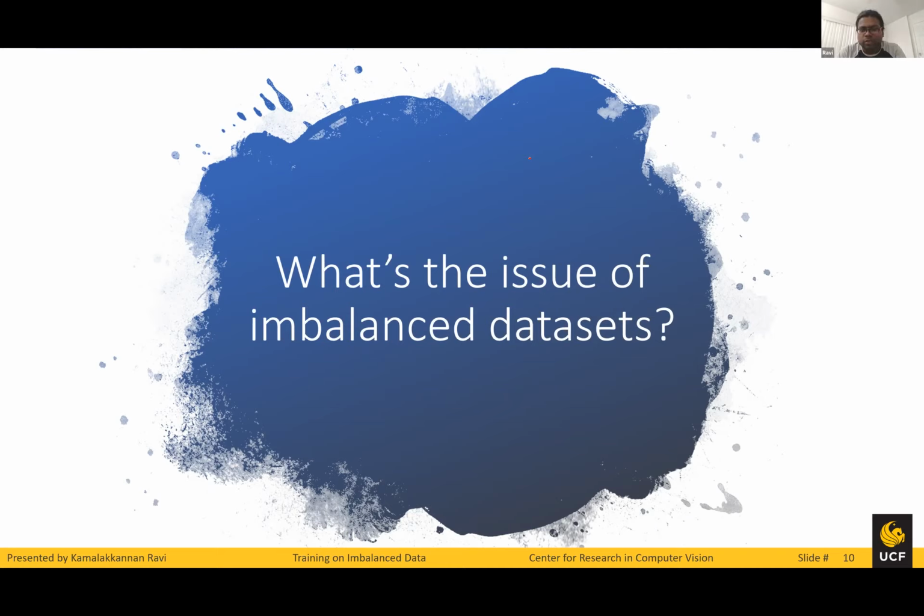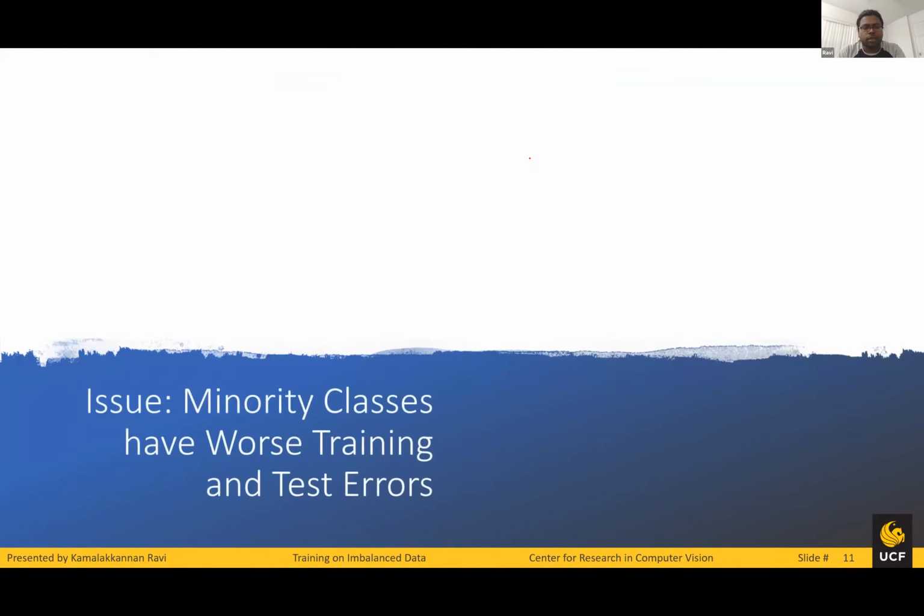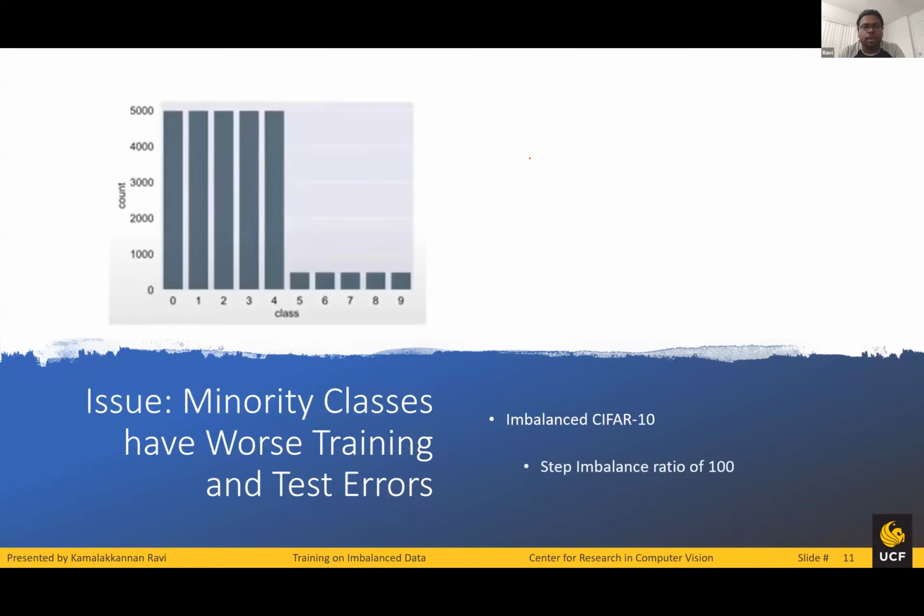So what is actually the issue with these data sets? Let's learn about it. The issue is that when we fit a model on these data sets and then look at the training and testing error for the minority classes, it's usually bad. One such example from this work: let's take the CIFAR data set. It's not an imbalanced data set. We artificially imbalance it, like a step imbalance.